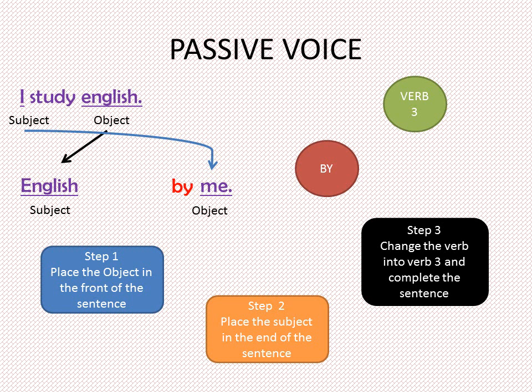Third, change the verb into verb 3 and place it before the word by. The verb 3 of study is studied. After that, complete the sentence with to be or anything else, depending on the type of the sentence. Because this is a simple present tense, it needs to be.